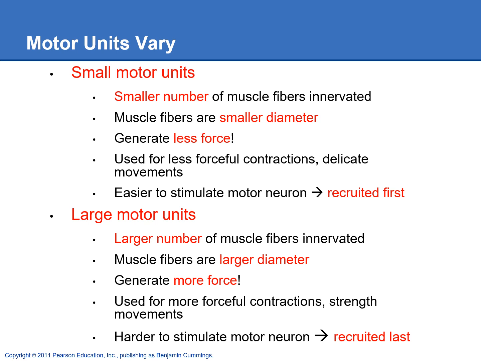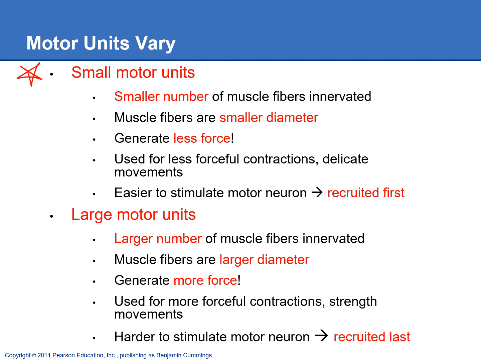So we actually have different sizes of motor units. We have small and large motor units. So let's take a look at these small motor units first. So they're going to be innervating a smaller number of muscle cells, and the muscle cells that they do innervate have a smaller diameter. So they're going to be generating less force. So they're going to be used for less forceful contractions and more delicate movements. And the neuron that innervates them is going to be easier to stimulate, so they're going to be recruited to contract first.